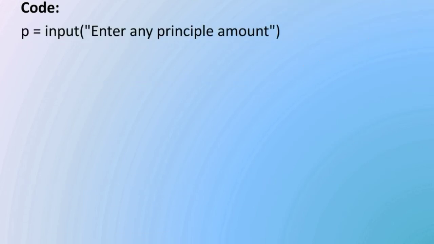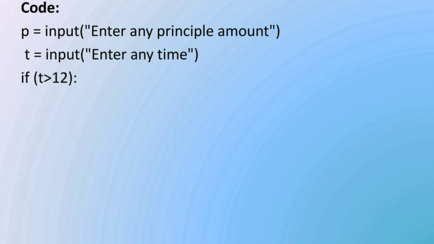That will be P equal to input, enter any principal amount. Instead of N, we are using T, variable T equal to input, enter any time, that is number of years. Next, the condition is checked, that is if T is greater than 12, that is number of years is greater than 12. If the number of years is greater than 12, we must use the rate of interest value 10.